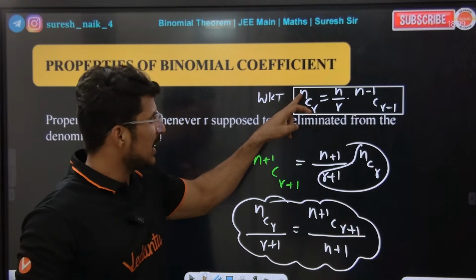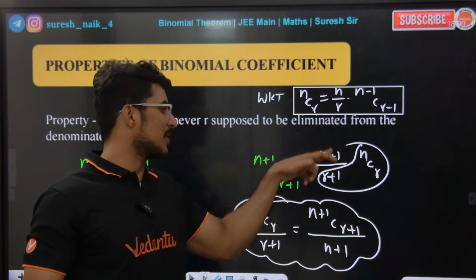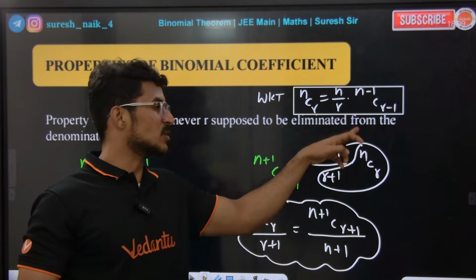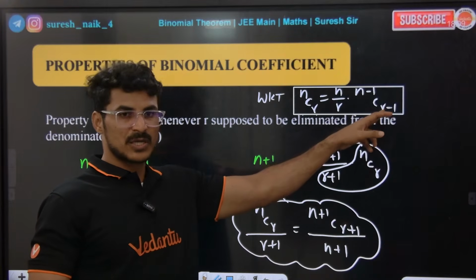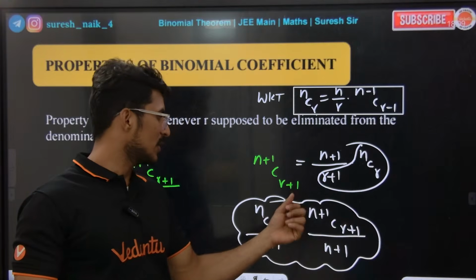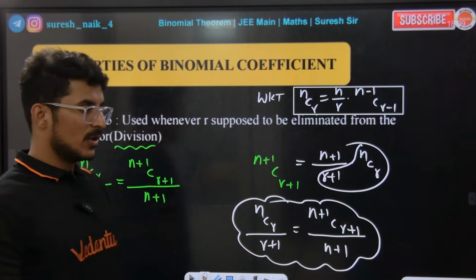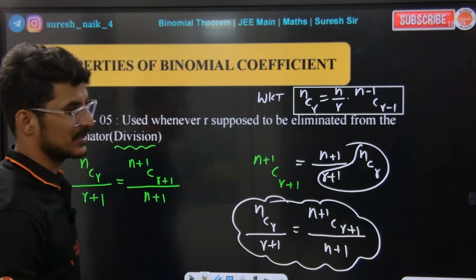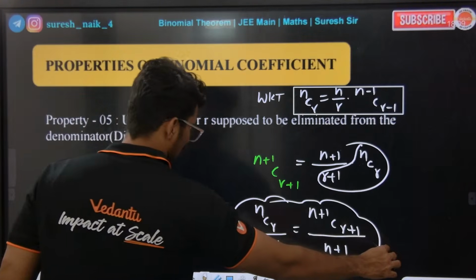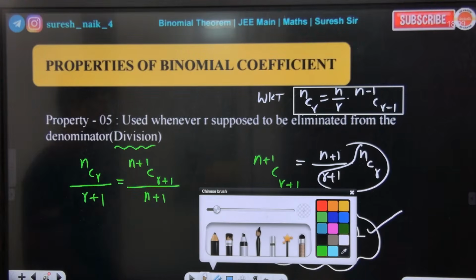Now same logic: in place of n, n plus 1, in place of r, r plus 1, I'm writing. In place of n, n plus 1 minus 1 becomes n. r plus 1 minus 1 plus 1 becomes r. Simple. Now nCr by r plus 1 is equal to n plus 1 C r plus 1 by n plus 1, with that in the denominator. Okay? Yes or no? 100% clear, sir. This is the property I'm applying here. Any doubts?